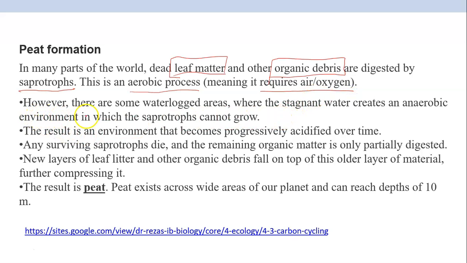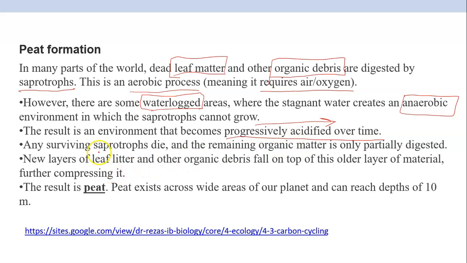However, there are some waterlogged areas where the stagnant water creates an anaerobic environment in which the saprotrophs cannot grow. When it is anaerobic, saprotrophs cannot grow anymore. So the key point is a waterlogged area, which makes the situation anaerobic. The result is an environment that becomes progressively acidified over time. So as time passes, it becomes more acidified.